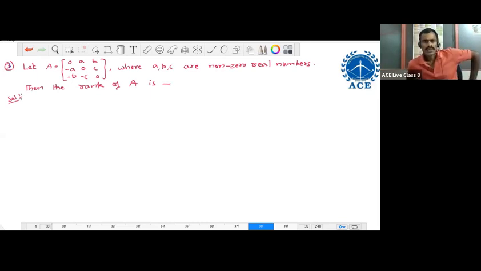A is a 3 by 3 matrix. First row elements are 0, a, b. Second row elements are minus a, 0, c. Third row elements are minus b, minus c, 0. And a, b, c are non-zero real numbers. Non-zero real numbers means this matrix is a non-zero matrix.